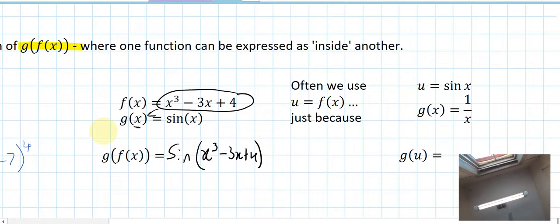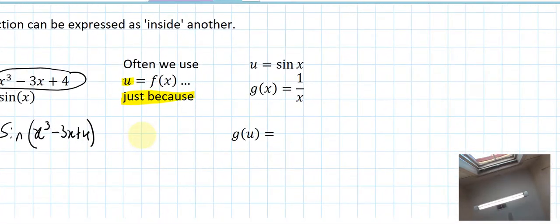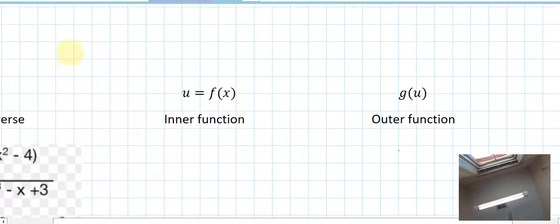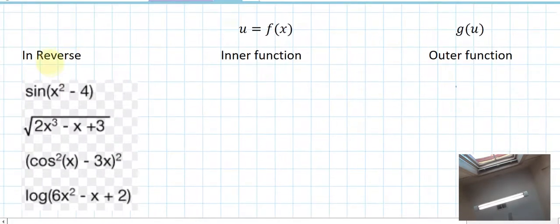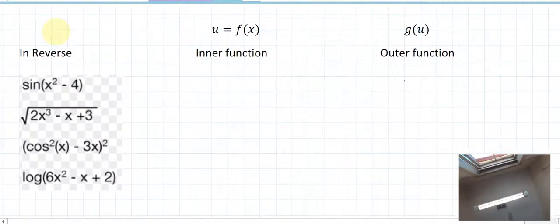Now, often in calculus, always, we use u to signify the inner function. That's because, and that's about all the reason I'm giving, I actually don't know why we use u. So it would be quite common to see g of u where u is an inner function. And in that case, that would be 1 over, and then we replace the x with whatever u was, sine x. Alright?